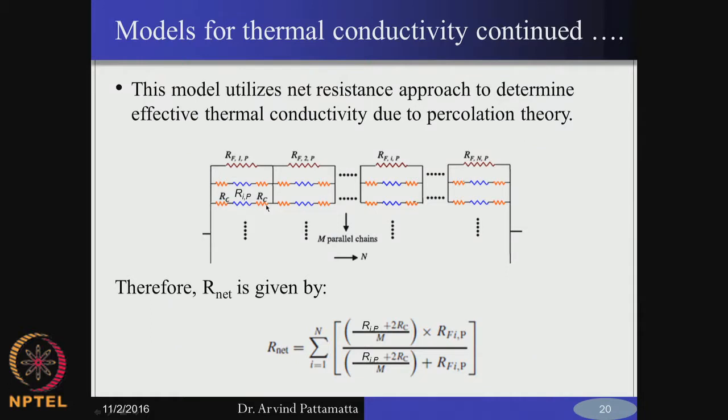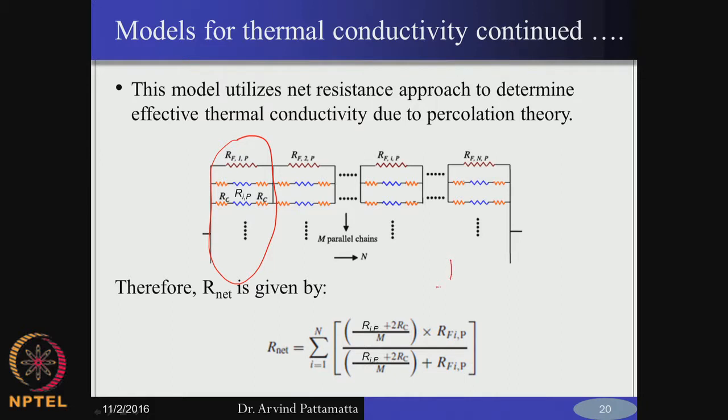Therefore, the net effective resistance, you can very quickly derive this. First, consider only the parallel resistances here. Maybe you can all try this out now. So, you consider only the resistance of one nano sheet, all in parallel. Find out what is the effective resistance of this.